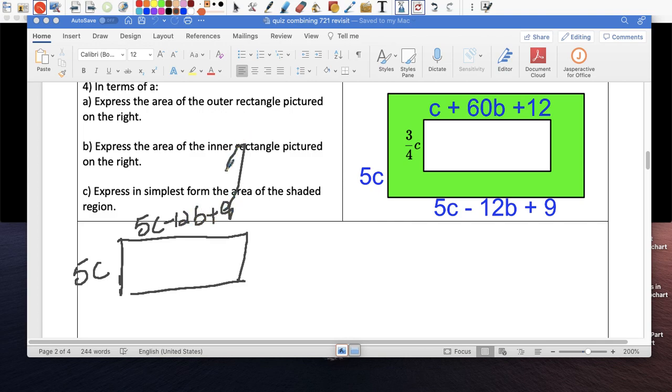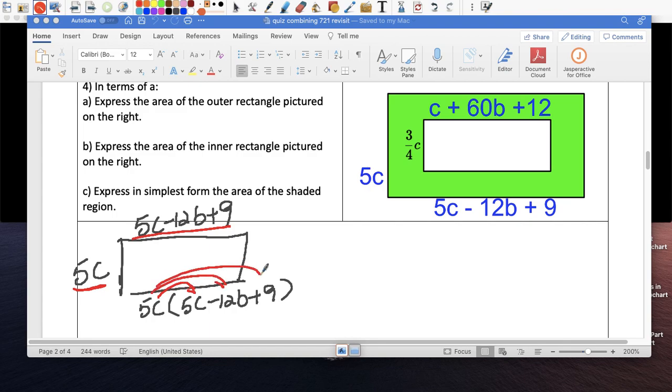How do we find the area of a rectangle? Base times height, length times width, whatever you want to call it. So let's multiply 5c times the other one, and the other one I have to put in parentheses. I'm multiplying this side times this side and it gives me the area. 5c times 5c. Well, 5 times 5 is 25. And what's c times c? Well, c times c is c squared.